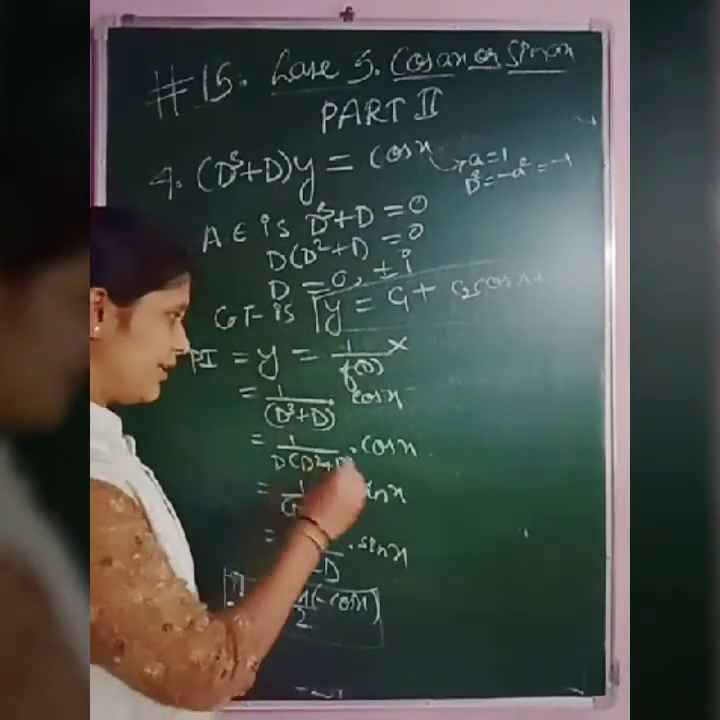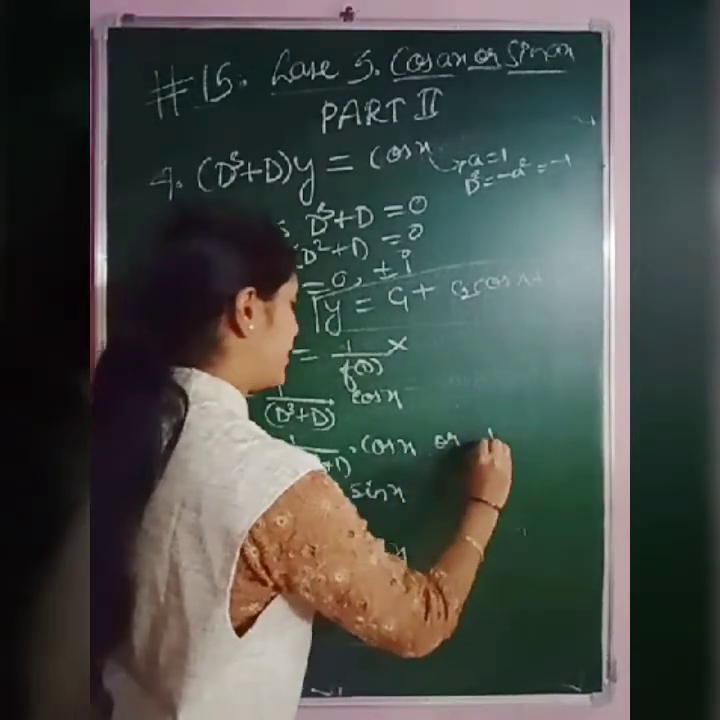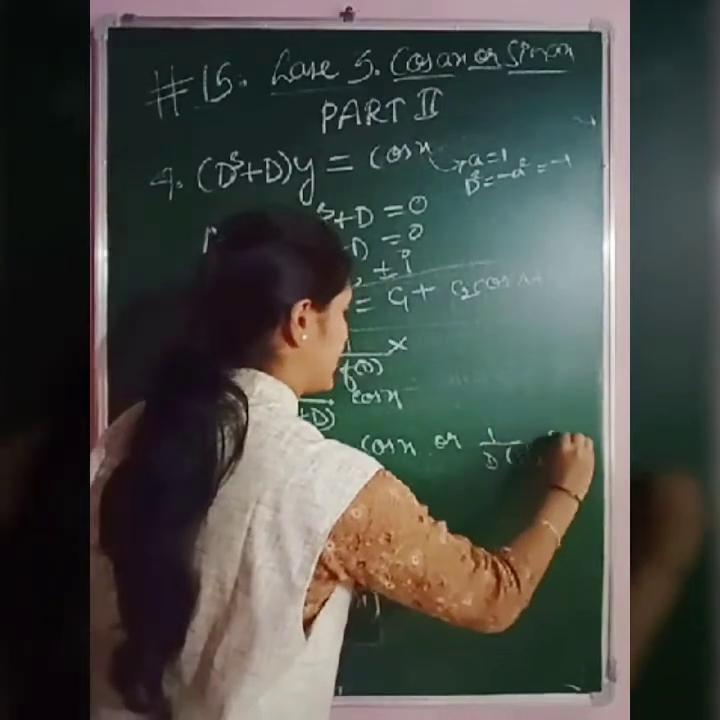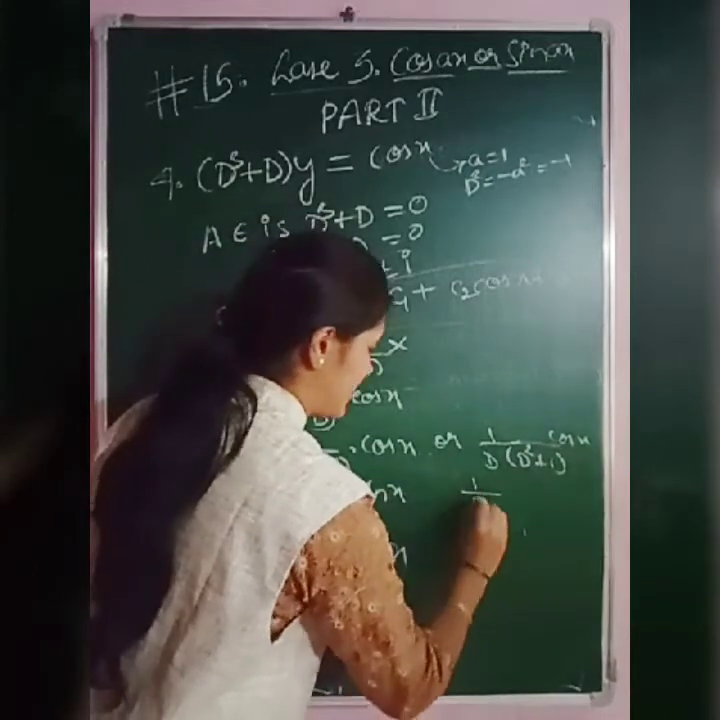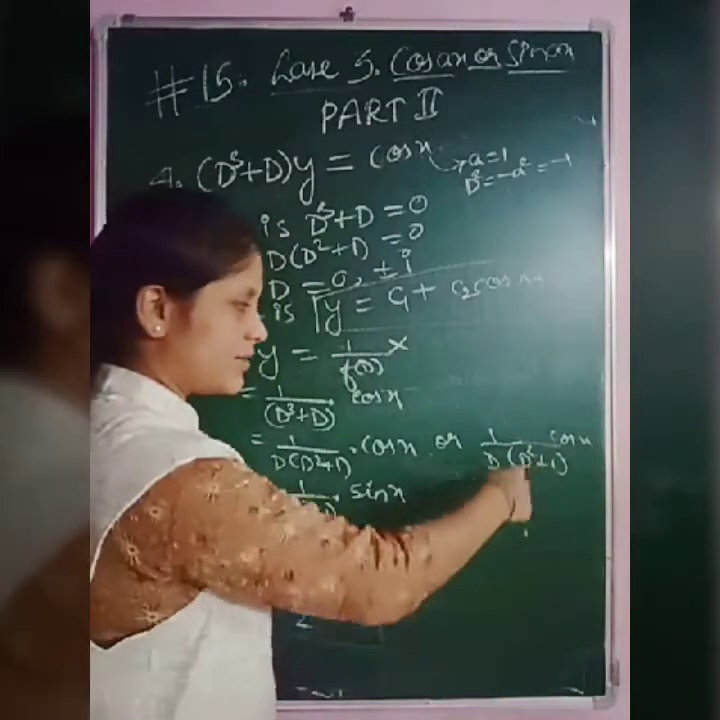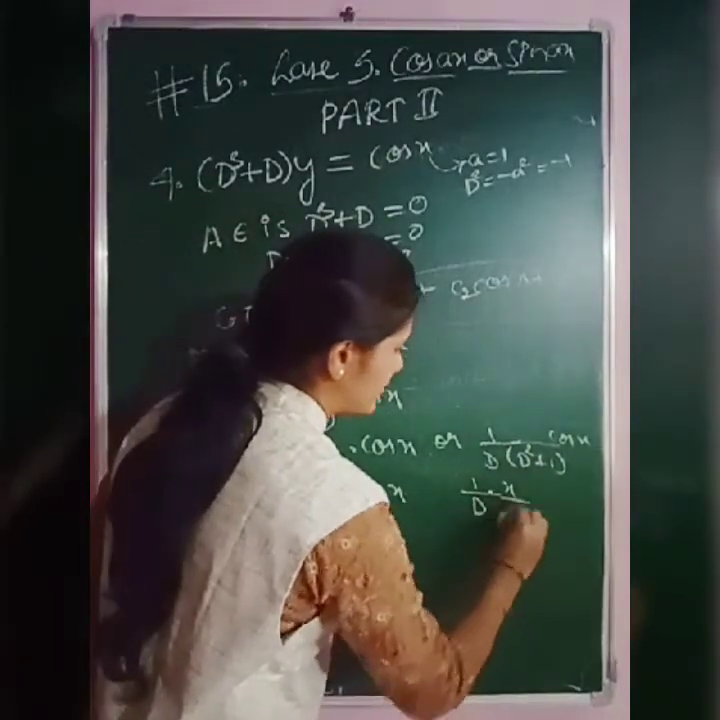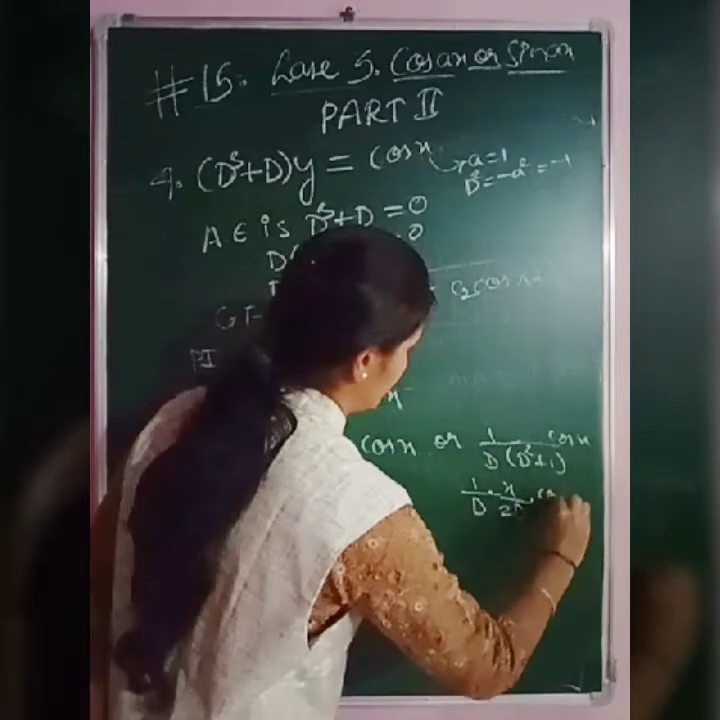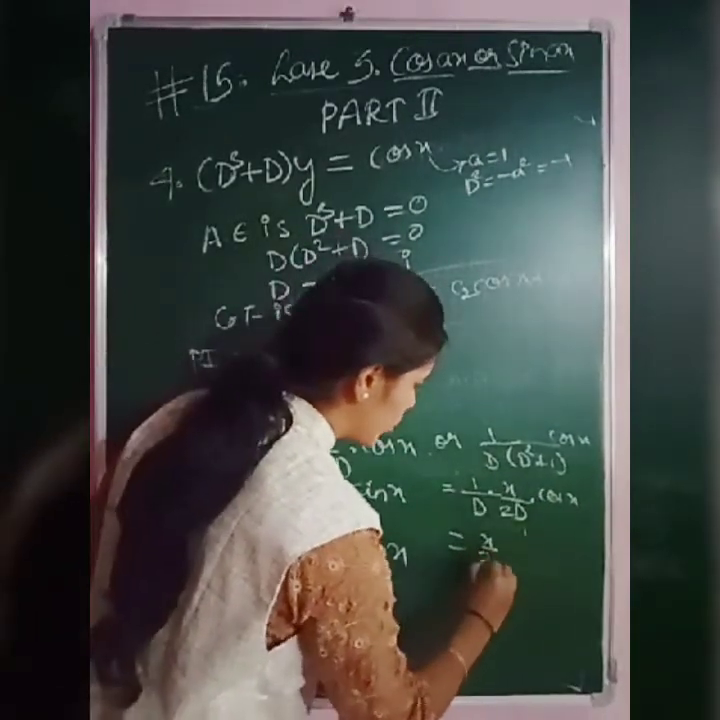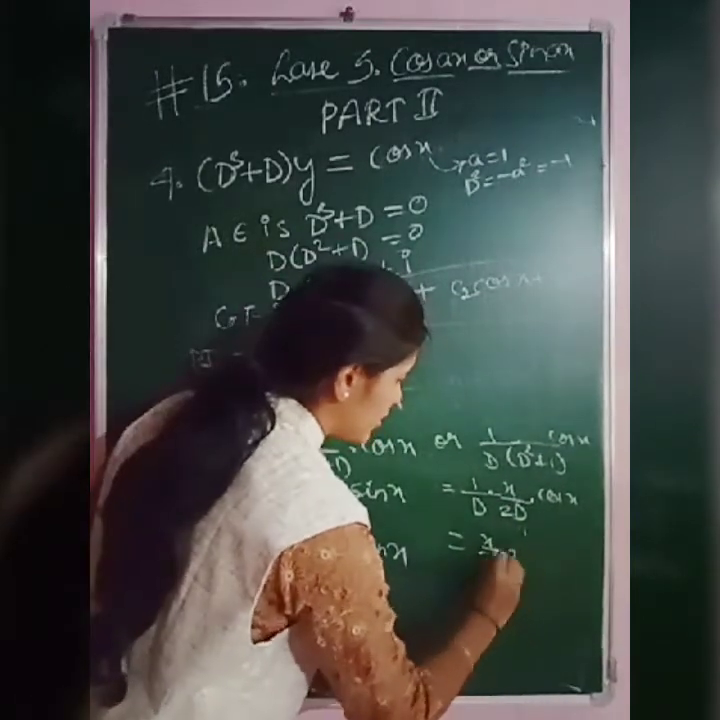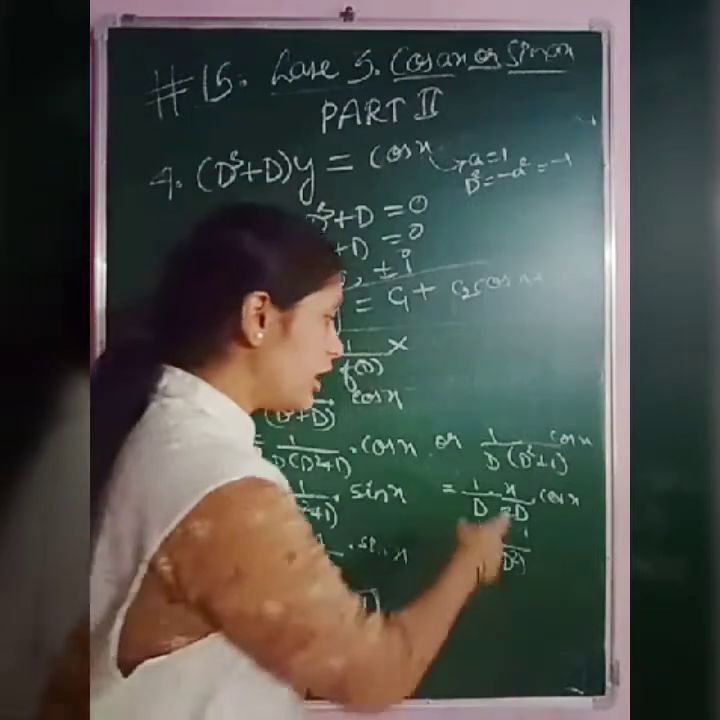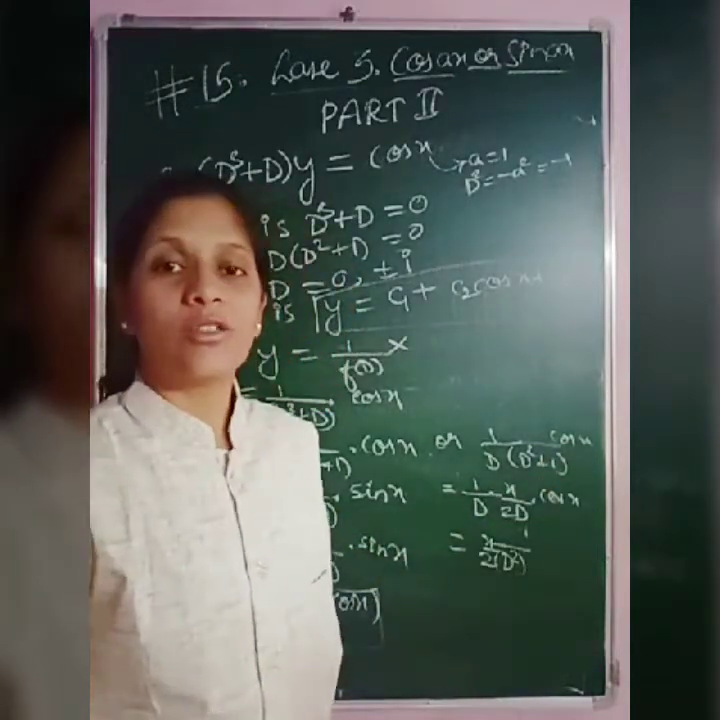Or, you can solve even this way. 1 upon D square plus 1 cos x. So, 1 by D as it is. So, here when we are substituting D square as minus 1, we are getting 0. Multiply by x, differentiate the denominator cos x. So, this gives nothing but x by 2 D square. So, actually we know 1 by D square stands for integration, or 1 upon f of D cos ax.